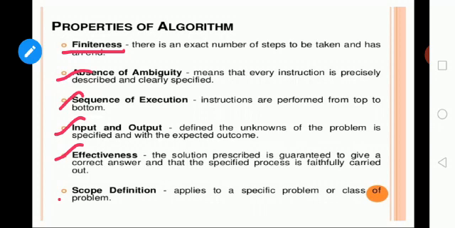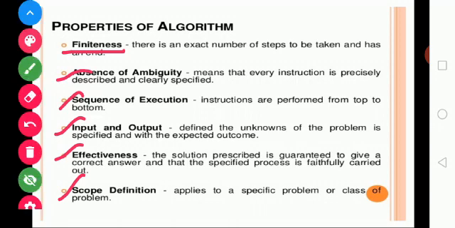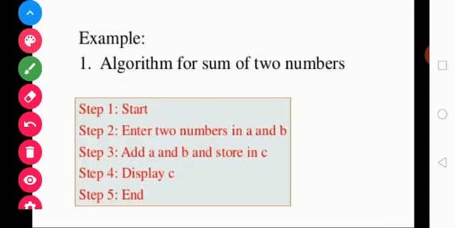The last one is scope definition. It applies to a specific problem or class of problem. So, whatever problem is given, it will be defined and the process and the output will be given out. So, these are the properties of algorithm. Could you understand? Okay. Shall we go to the next?